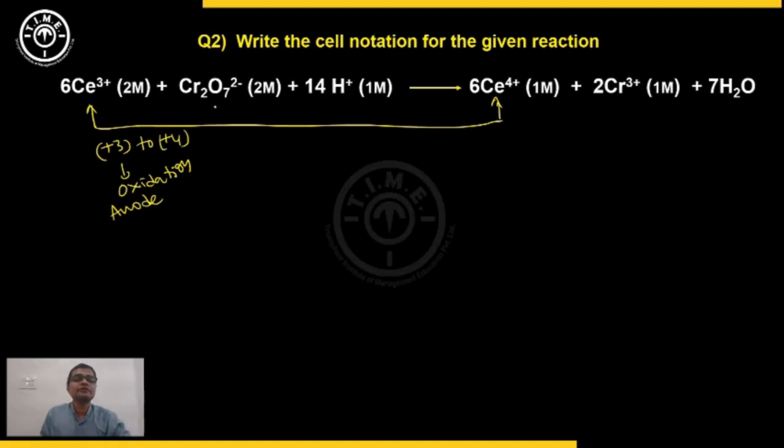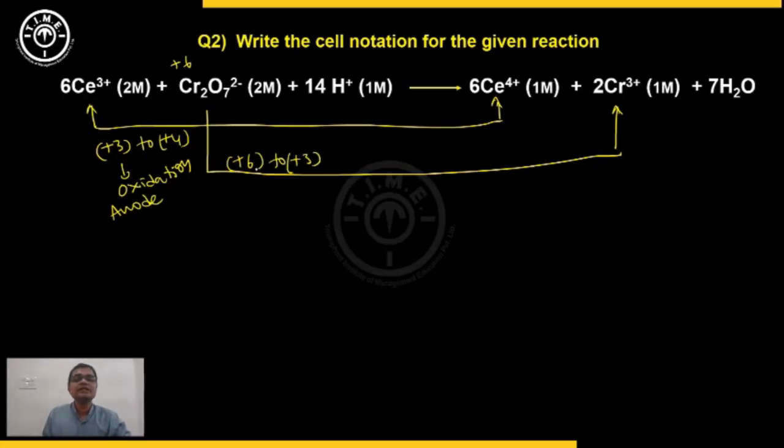Now at the cathode, you have to observe the oxidation state of chromium. The chromium oxidation state in Cr2O7 2 minus is +6. So here the oxidation state is changing from +6 to +3. Balancing of charges is not required while you are writing the cell notation. Now +6 is decreasing to +3, and decreasing of oxidation state is called reduction.